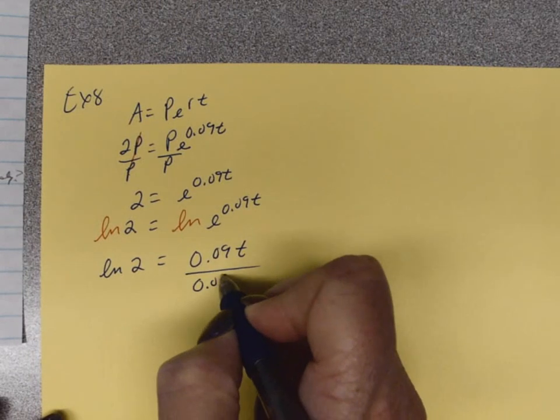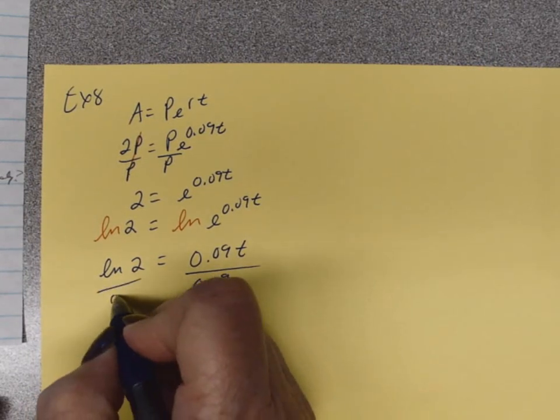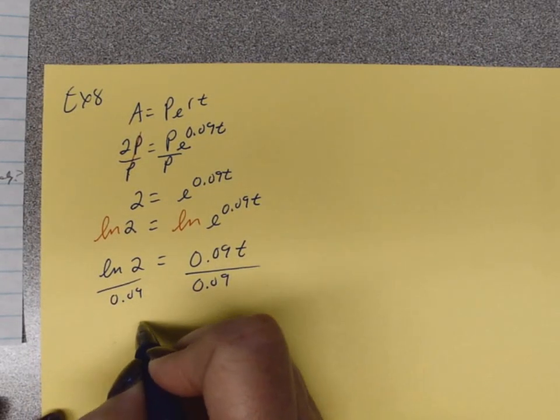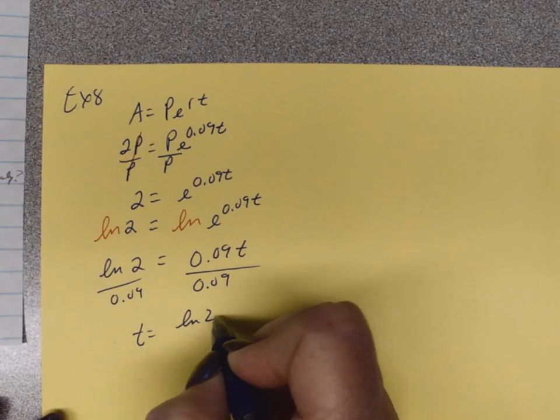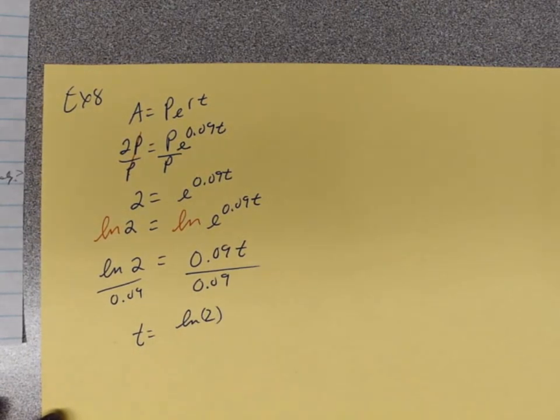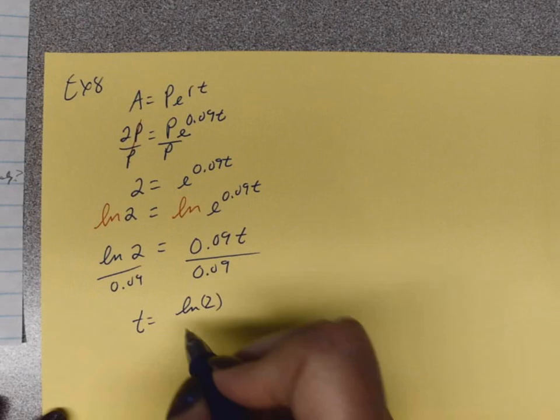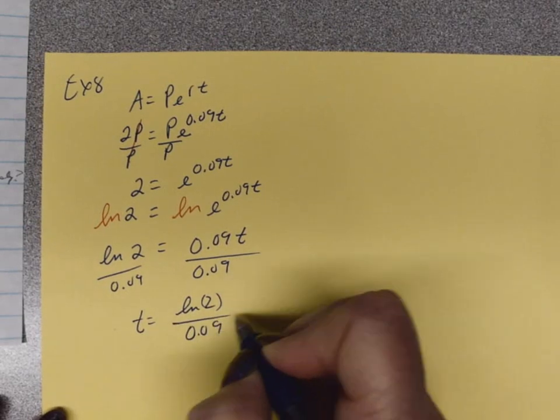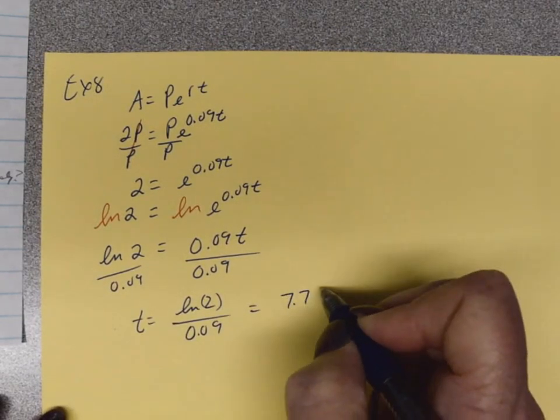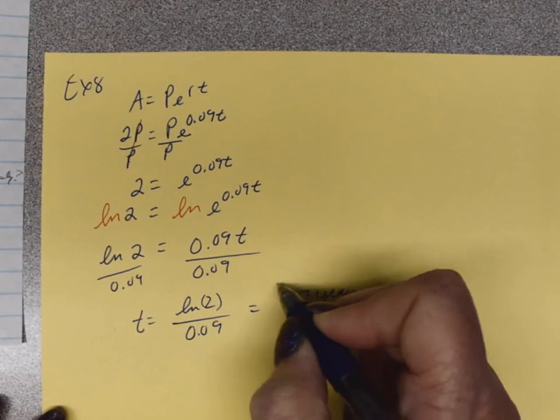Divide both sides by 0.09, and t will be equal to the ln of 2. I'm going to put parentheses because that's what it'll look like in your calculator, divided by 0.09, and we'll get 7.7 years.